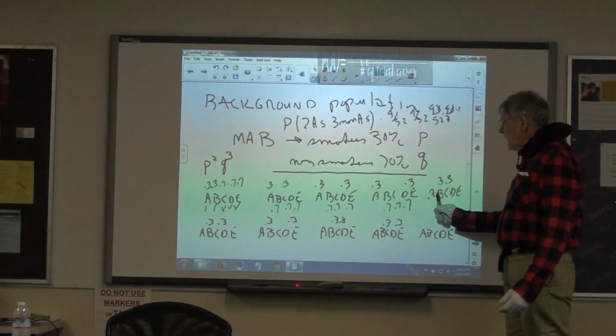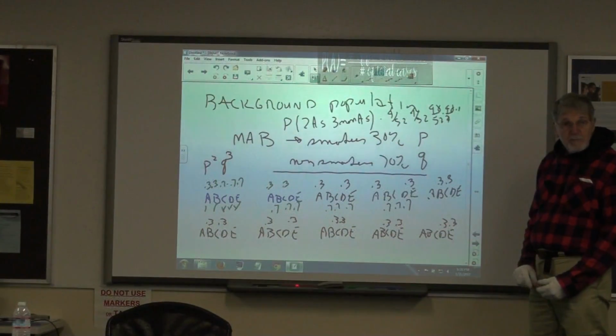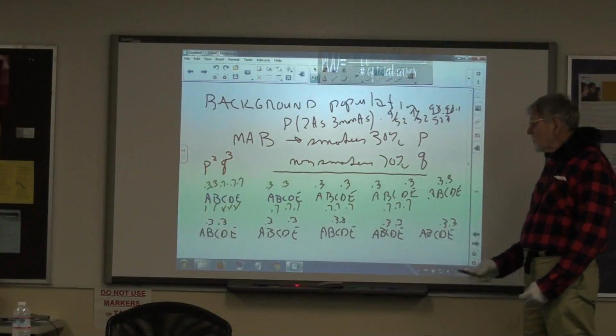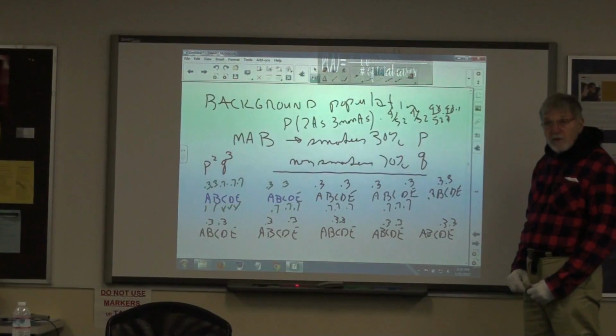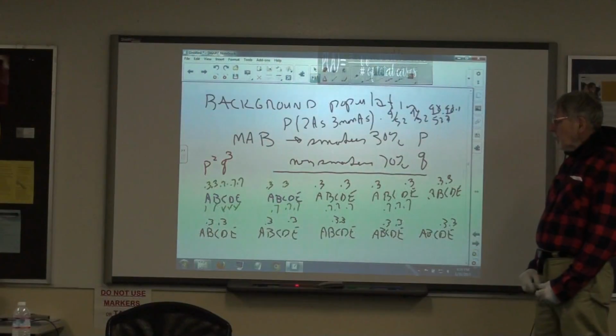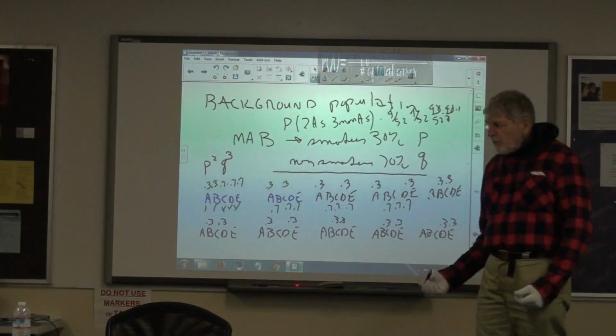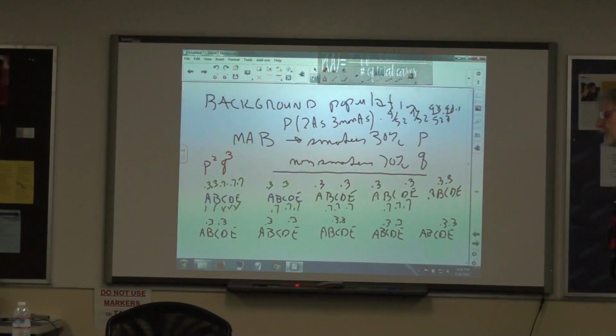What do I have here? P squared Q cubed, agreed? What I have here is P squared Q cubed. All of them, agreed? But my request is satisfied if any one of them occurs. If any one of them occurs, I found success, agreed?